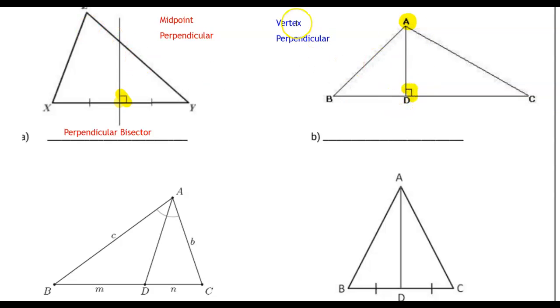So we have to look back at our notes and look for the line that's drawn inside of a triangle that passes through a vertex and is perpendicular to the base. And it turns out that's an altitude. And the main difference between a perpendicular bisector and an altitude is that the altitude must pass through the vertex, whereas the perpendicular bisector must pass through the midpoint of the opposite side.